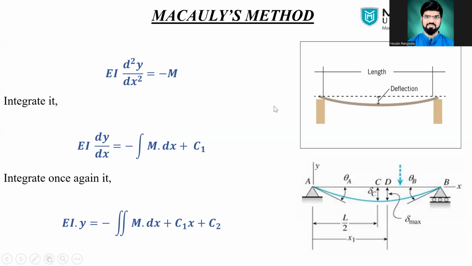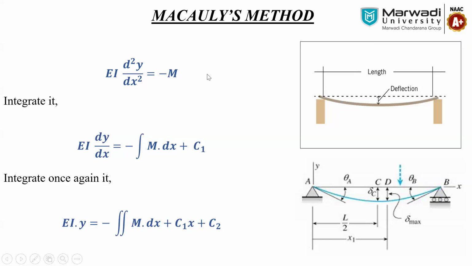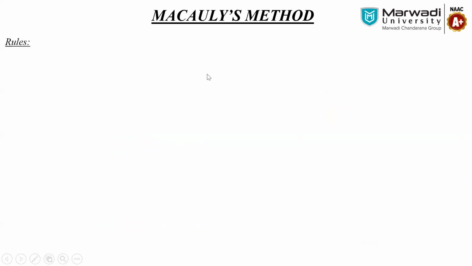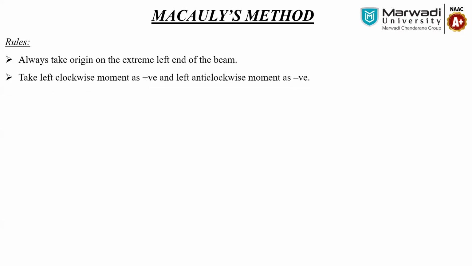There are some rules, so let me discuss those rules first. There is no need to remember them; whenever we go through our practice examples, we have to follow these rules, which are the rules of Macaulay's method. The first rule is that we always take the origin at the extreme left hand end of the beam. That means for whatever section we consider, the distance x has to start from the left origin only.